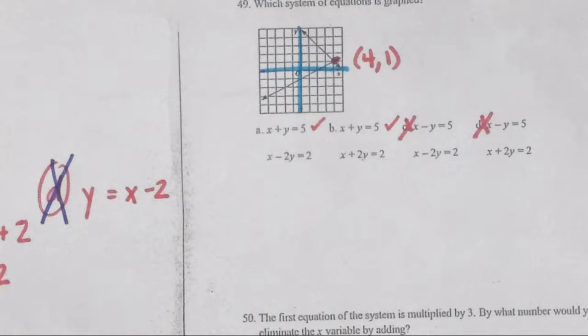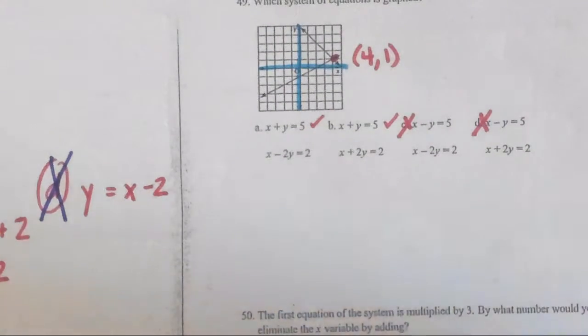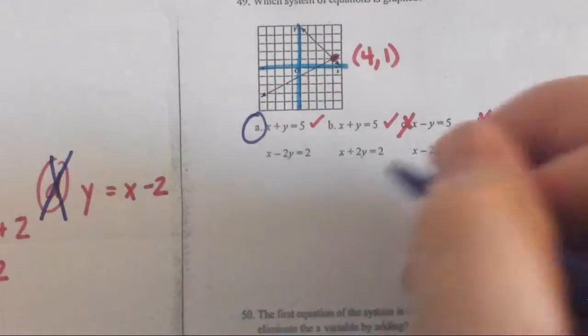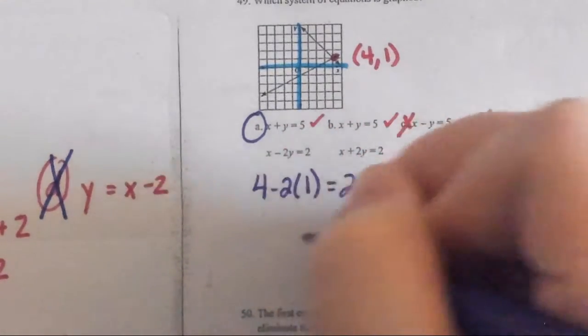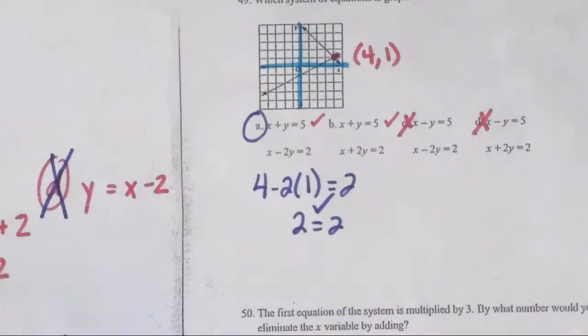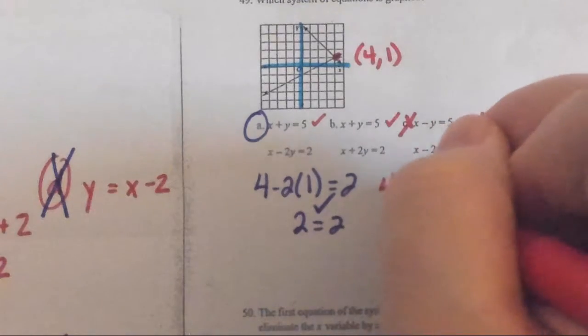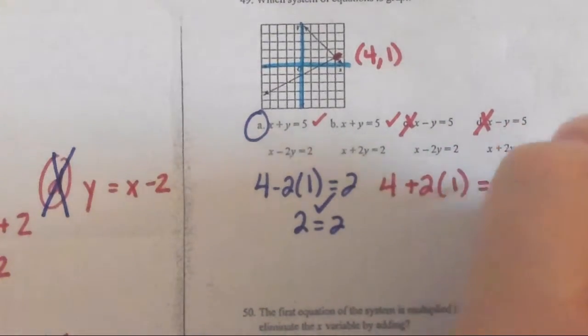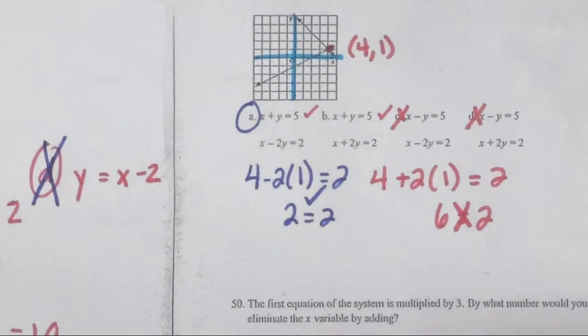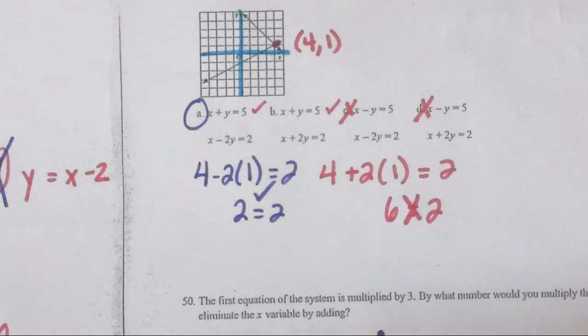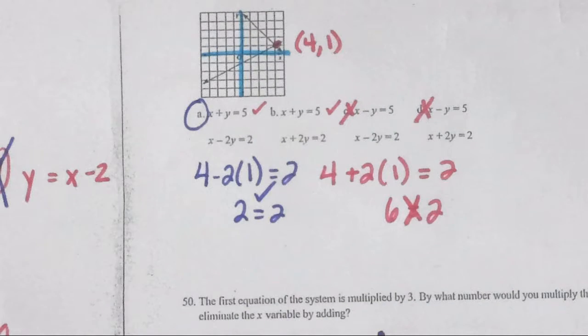I'm doing Seth's suggestion of just plugging in 4, 1, because that is way faster. It is actually A. When we plug in 4 minus 2 times 1, that's 2, which does equal 2. So it is A. B is going to let us down. On the second equation, when we plug in 4 plus 2 times 1, we end up getting 6 equals 2, and that's crazy. So it is A. Now, could you figure that out by putting them in y equals mx plus b? Absolutely.